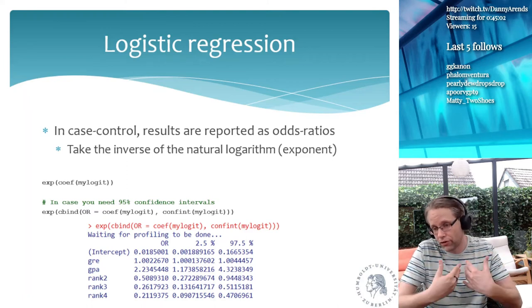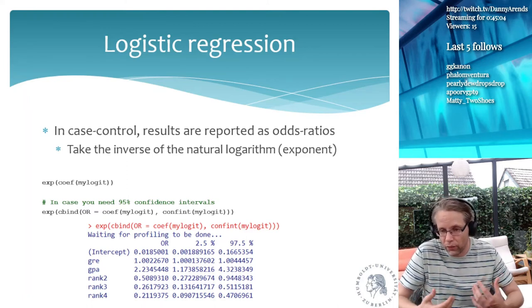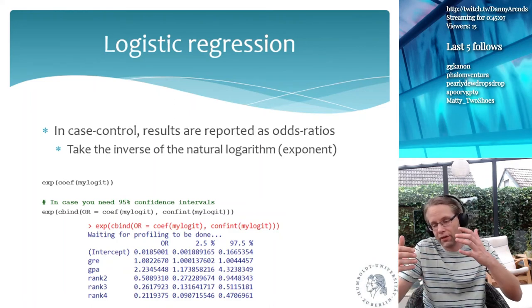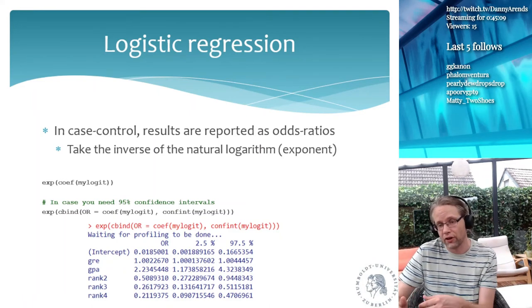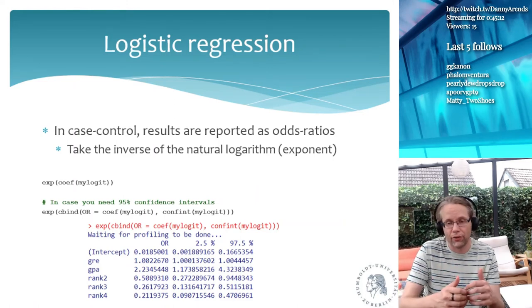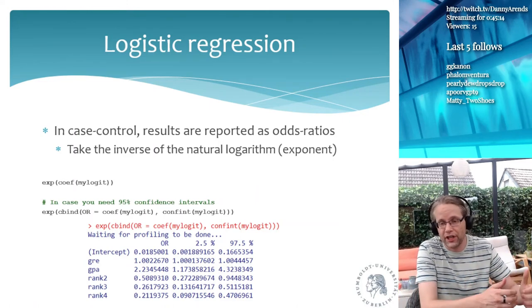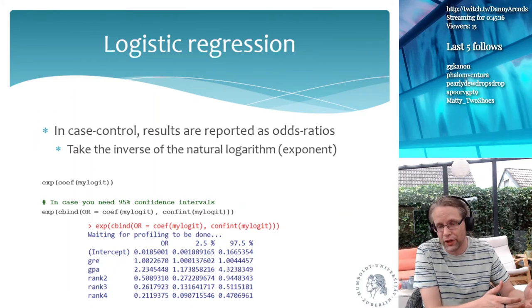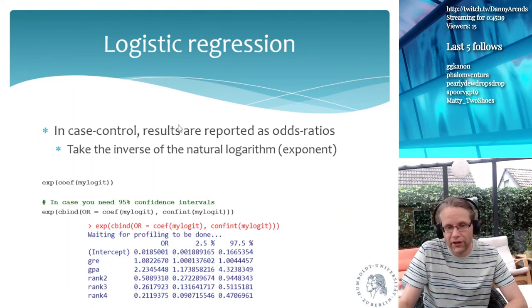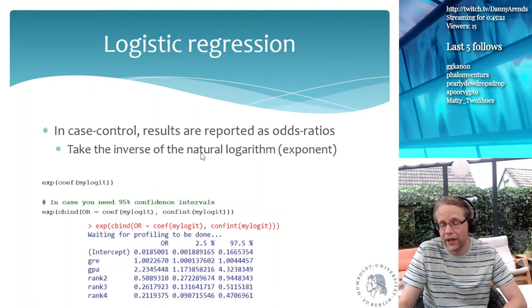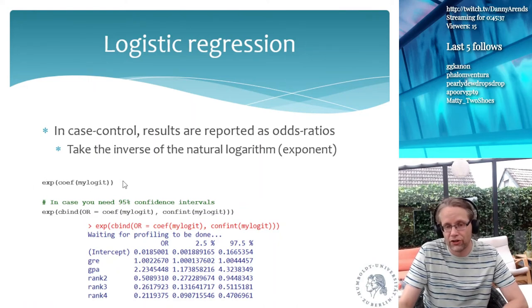a ratio. So we want to say that if you are smoking, then you have 50% more chance of this disease, while if you are eating tomatoes, this decreases your chance by 8 or 20%. So how do we calculate the odds ratio? Well, the odds ratio is very easy to calculate. We can just take the exponent, the inverse of the natural logarithm. So we say exponent, and then we take the coefficients of the model that we just calculated, and these will give us the odds ratios.